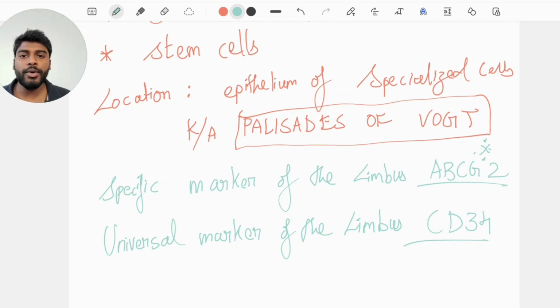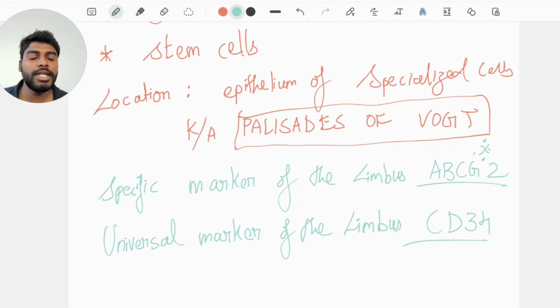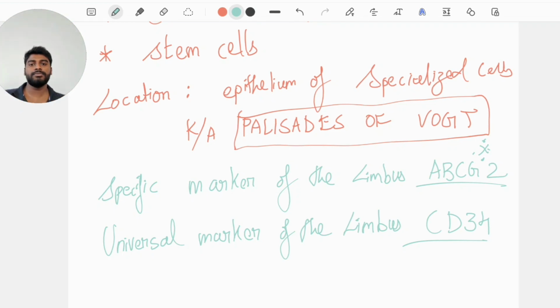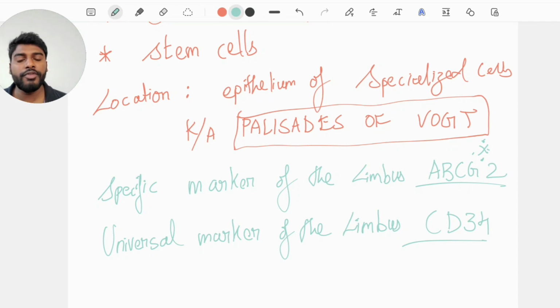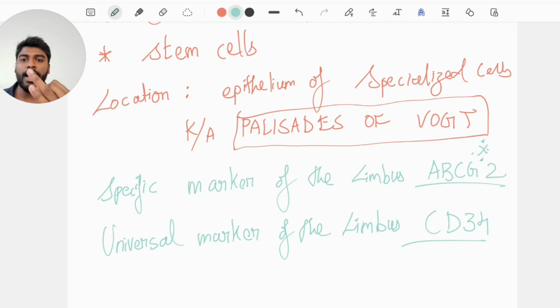Okay, so in this video we have completed the anatomy of the outermost layer of the eye, that is your cornea, sclera and your limbus. In the next video we will study the anatomy of the middle layer of the eye, that is your iris, ciliary body and your choroid.